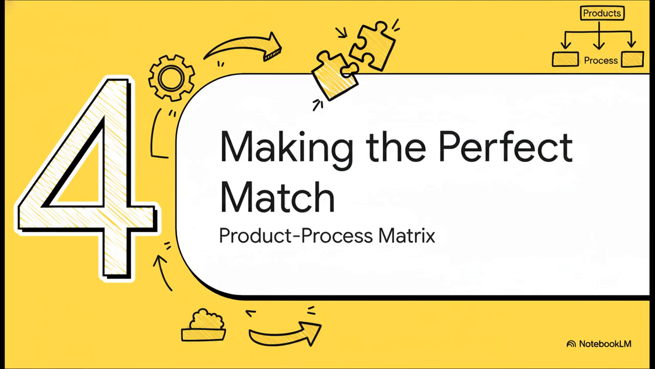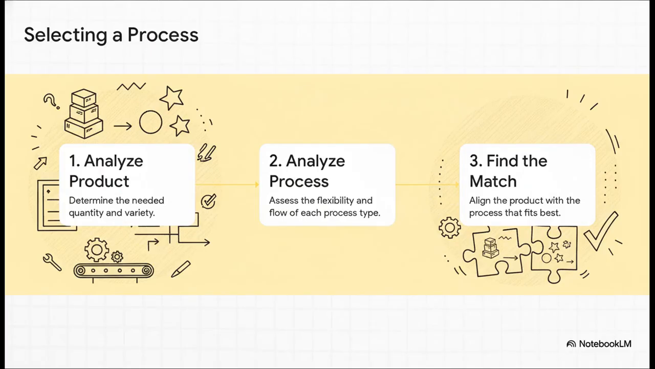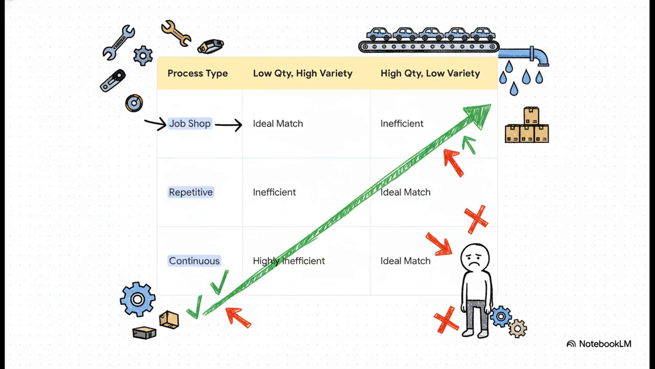This whole idea is captured in a really useful tool called the Product Process Matrix. The logic here is actually pretty straightforward. It's like a 3-step dance. First, you have to really understand your product. What level of variety do your customers want, and what's your expected sales volume? Second, you look at the different process types and what they're good at, their strengths and weaknesses. And the final, most important step is to find that ideal match that lines up your product's needs with what a process can deliver. And this matrix shows that match perfectly.